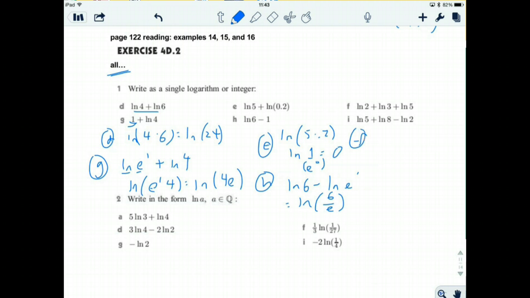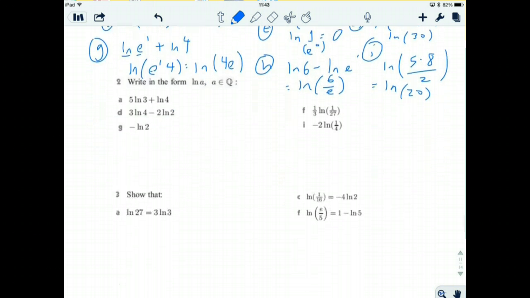And F. Natural log of 2 plus natural log of 3 plus the natural log of 5. So that would be the same as the natural log of all these multiplied together. So that would be 2 times 3 times 5. So that would be the natural log of 30. I. So these are added together, and this is subtracted. So the ones that are added together, you multiply together. The ones that subtract, you put in the denominator. So that would be the same thing as 5 times 8, which is 40, divided by 2, which is 20.